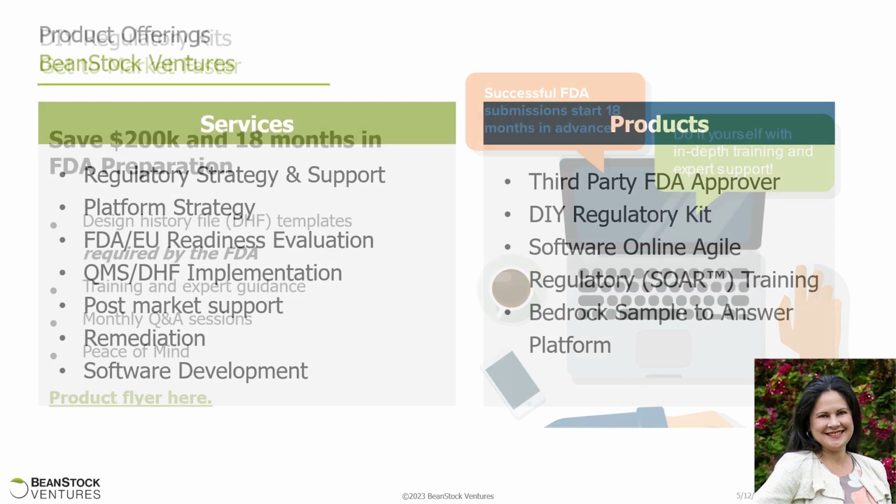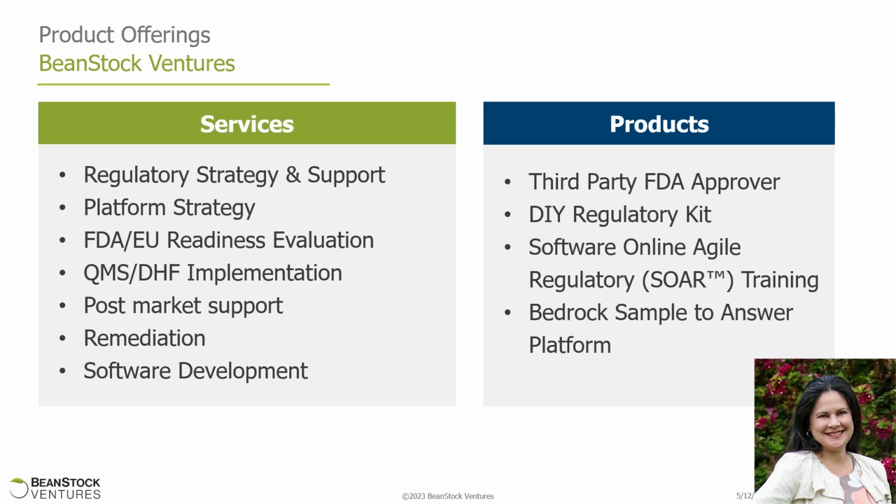I'd also like to highlight briefly some of our other services and products. At Beanstalk Ventures, we provide regulatory strategy and support. We also provide platform strategy, which looks at your people, processes, and tools for optimization, primarily gearing towards the waterfall approach through Agile, specifically TR45. We do a lot of FDA and EU readiness evaluations and reviews, not just on product, but also process, QMS and DHF remediation and implementation, even from scratch if need be. Post-market support: right now we're doing a lot on cybersecurity and remediation, including on-market products for cybersecurity.